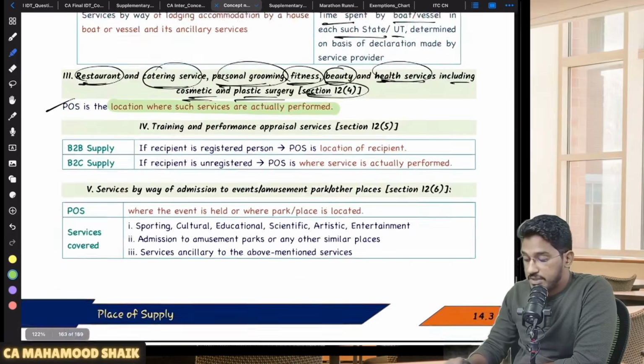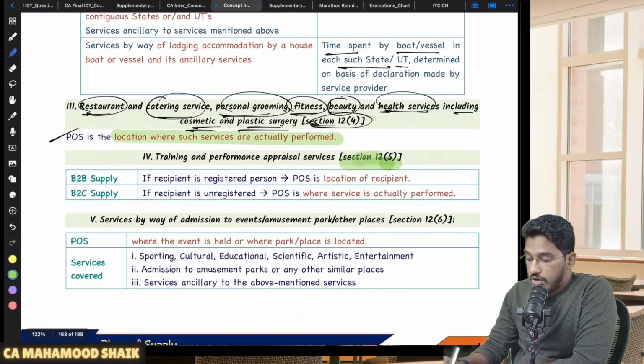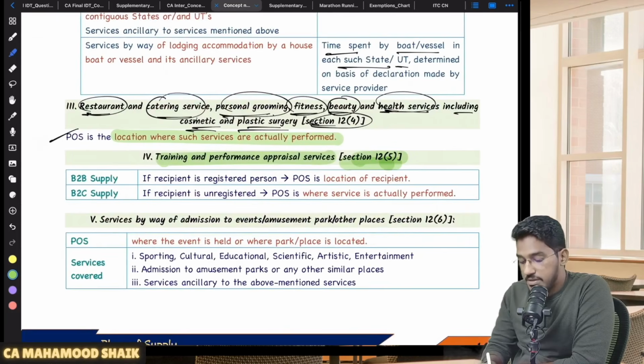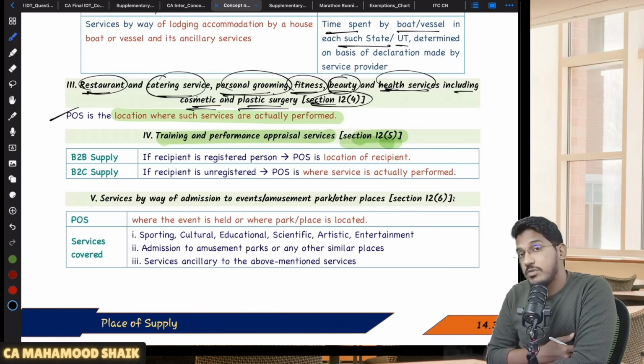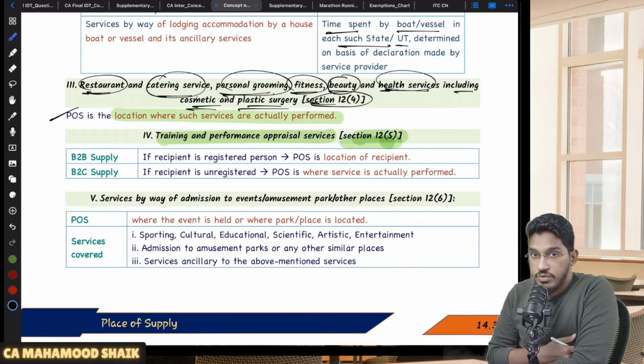Then we have 12 subsection 5. 12 subsection 5 will talk about training and performance appraisal services. In case you are providing any training, let us say for example you are a motivational speaker, going and conducting a motivational session, or you are doing performance appraisal. Some big corporates will recruit you for doing performance appraisal, whether their employees are performing as expected or not, whether they are eligible for increment or not. So like that you are supposed to go into the performance appraisal.